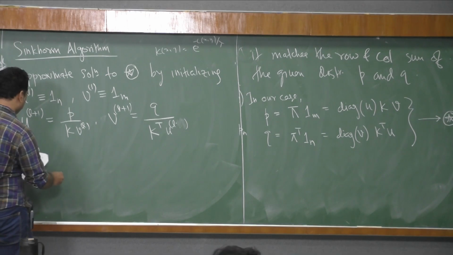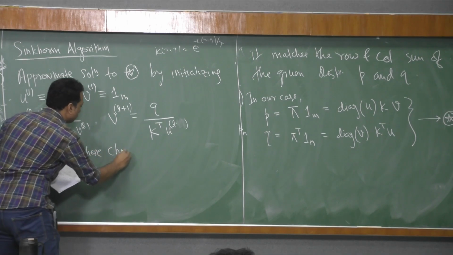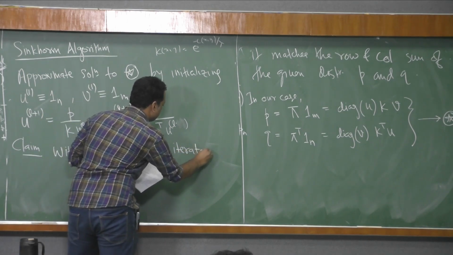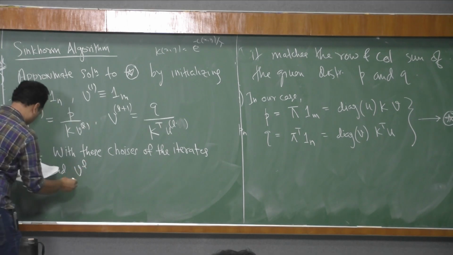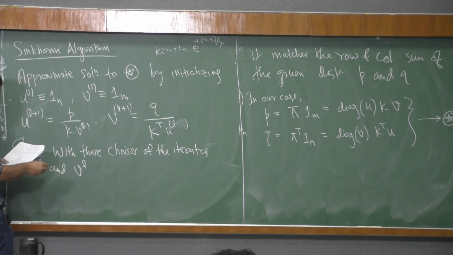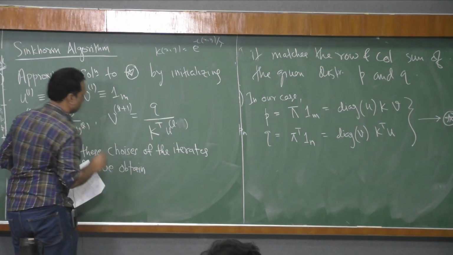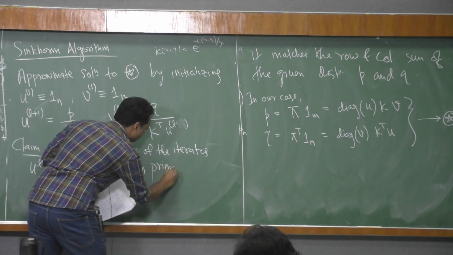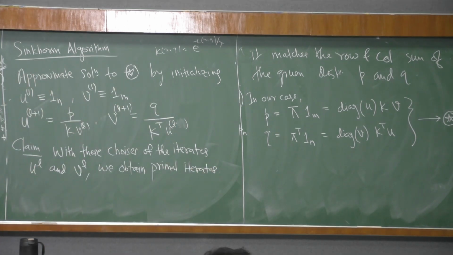So with these choices of the iterates ul and vl, we obtain what we call the primal iterates, the first one that we had. We usually call them primal. So we obtain the primal iterates. We will verify this, so let us do this.